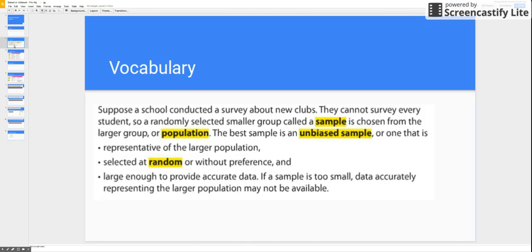The best sample is an unbiased sample, or one that is representative of the larger population, selected at random without any preference, and large enough to provide accurate data. If a sample is too small, data accurately representing the larger population may not be available. So again, a sample is a smaller group, and a population is a larger group. To be unbiased, it has to have all three of these things. And it has to be selected at random, so that means without preference.